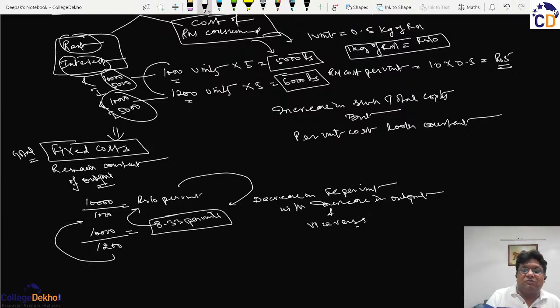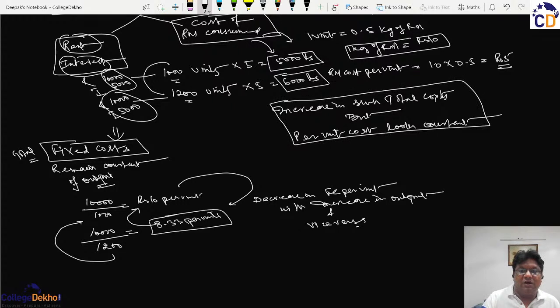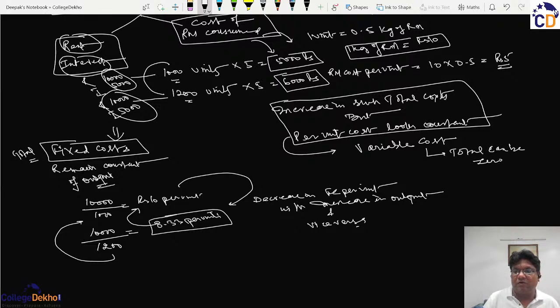So this cost which remains constant per unit but increases in total is known as the variable cost. And this variable cost in total can be zero at zero output.